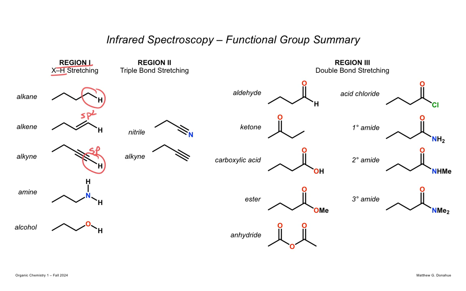Then we have amines. Again, this is for only primary. Secondary amines and tertiary amines don't have that NH. And then alcohols will always have an OH stretch. So these are presented to you as you're reading the spectrum from left to right. Region 1 occurs first, then region 2, then region 3. Region 2 were your triple bonds, nitrile and alkynes. Again, this has to be terminal.